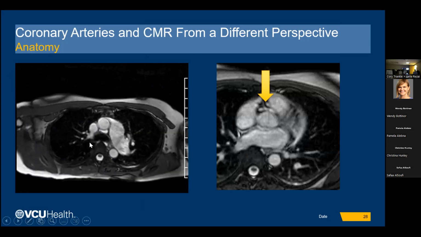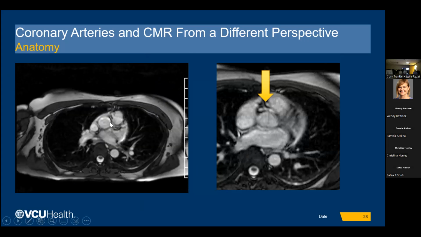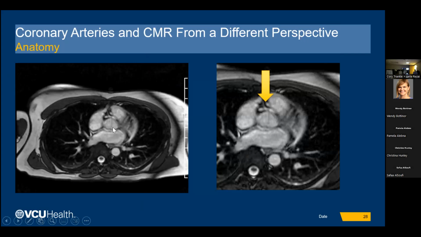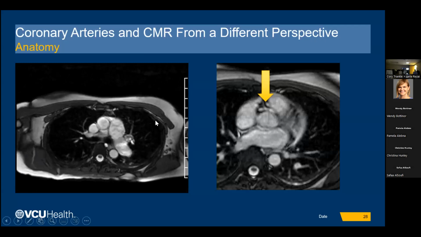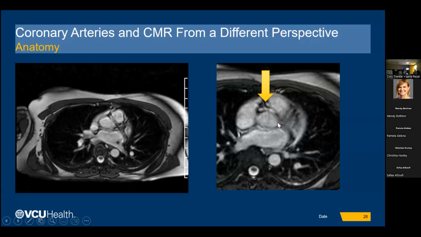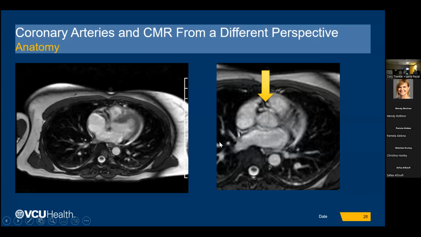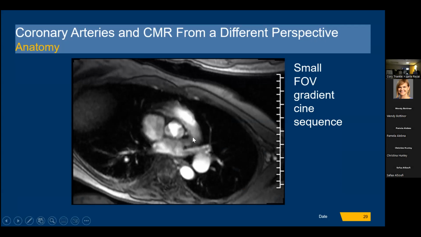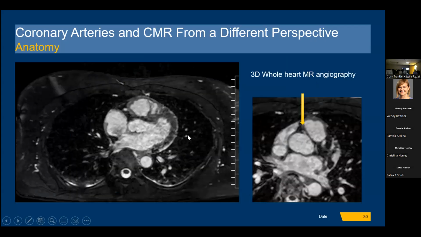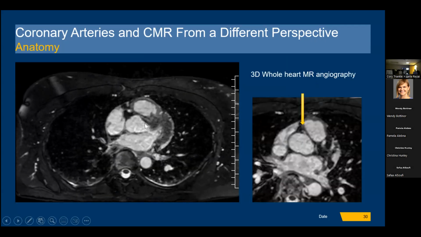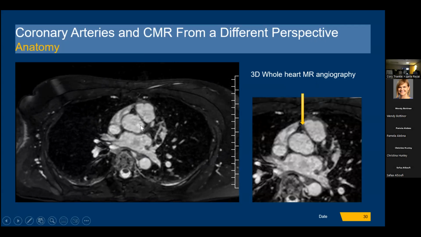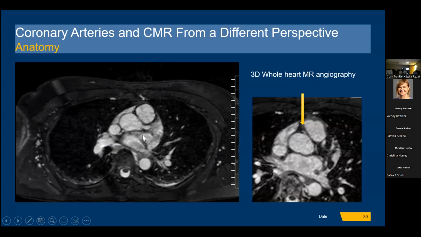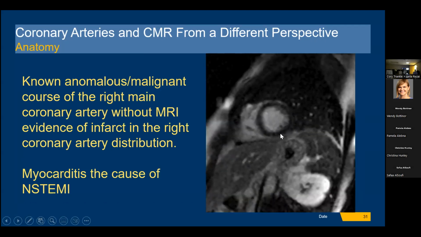So here on the left-hand side, we have the fifth sequence axial, and despite that this is not high resolution, you still can get an idea that the anomalous right coronary artery is there, and I especially focused on this one, and you can see it. The other one is the small field of view, again, shows the anomalous course of the right coronary artery. So these are all sequences that can be helpful. We went ahead and we did the whole heart, just for documentation, though we knew the answer.